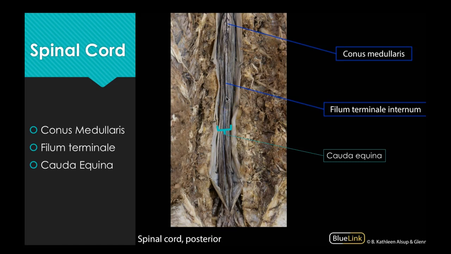Don't worry if it says internum or externum. That involves more detail. We're just going to know it as the filum terminale. And the other strands that we see surrounding the filum terminale, these are the lower mixed spinal nerves that collectively will be termed the cauda equina.